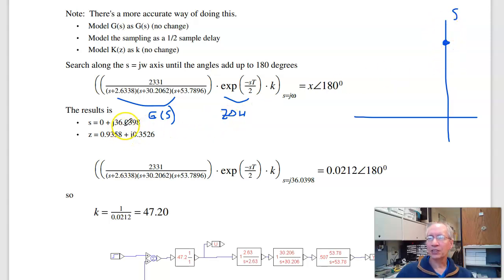I find the solution is actually at j.36 in the Z-plane. Again, Z is e to the sT. That's where it is in the Z-plane. That's actually where the root locus crosses the unit circle in the Z-plane. At that point, the angle's 180, the gain's wrong, so pick k to make the gain 1. K should really be 47, not 115.